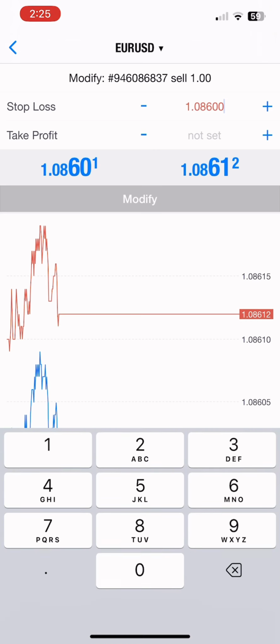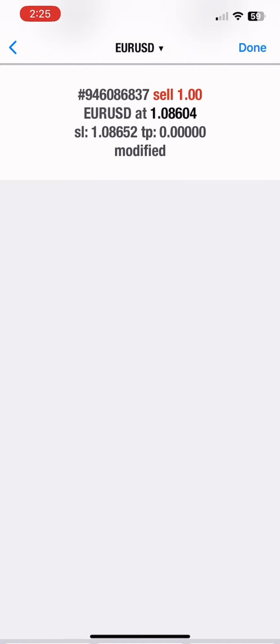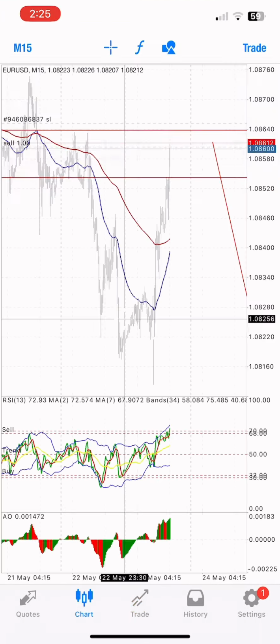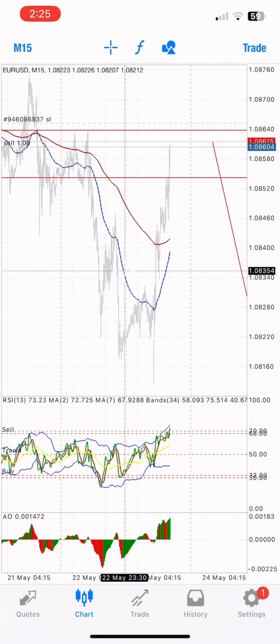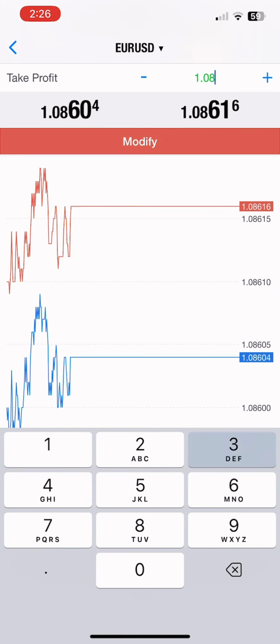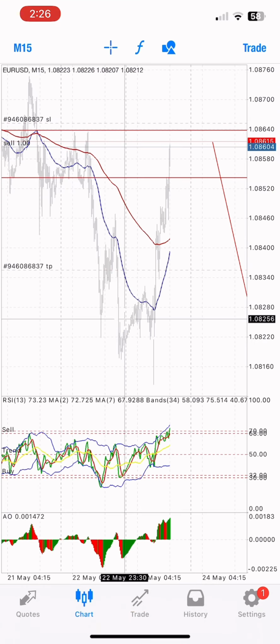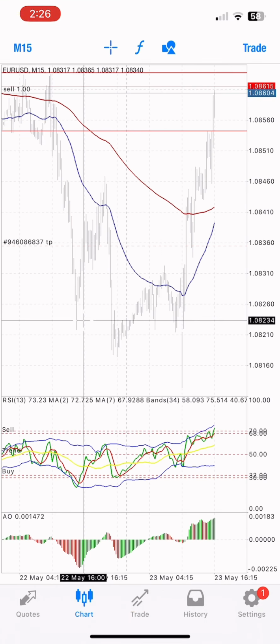All right, so here I'm setting my stop loss just above the level 61 in this case, and also I will be setting my take profit just near the closest support zone. Okay, so we are all done. All we are waiting for is for the market to play out.